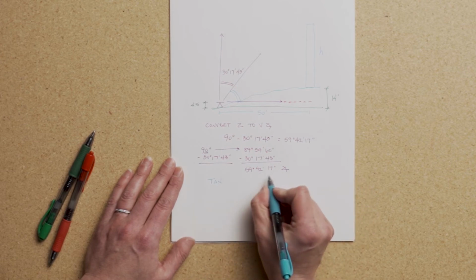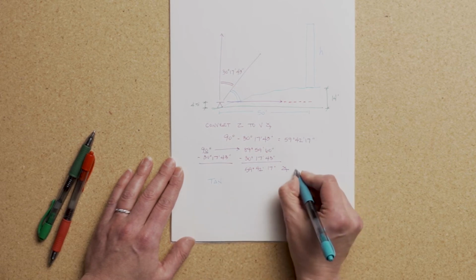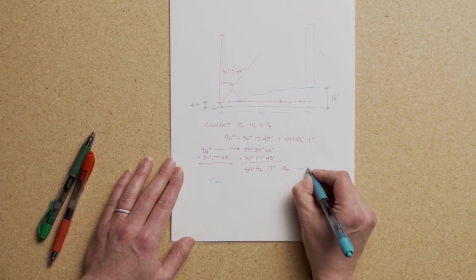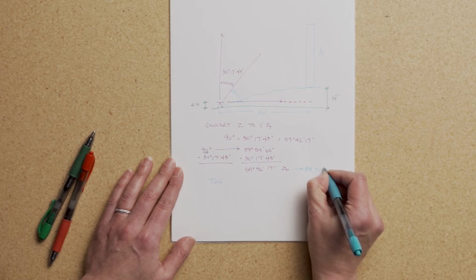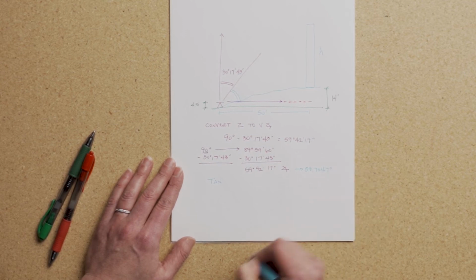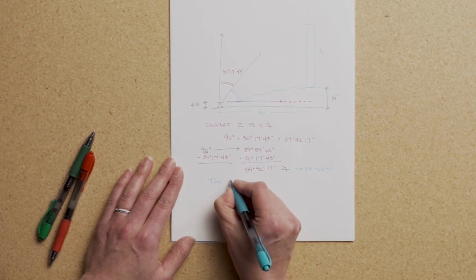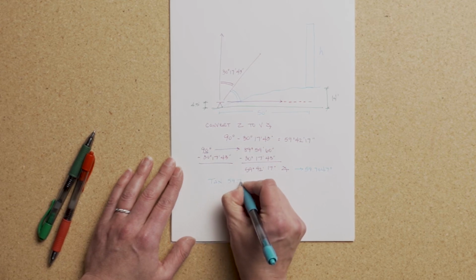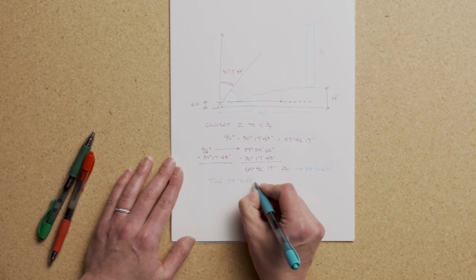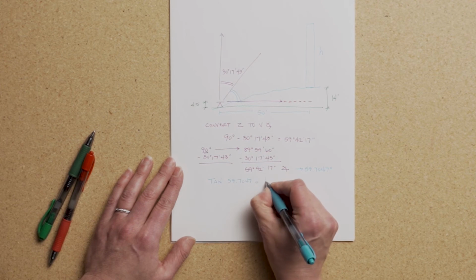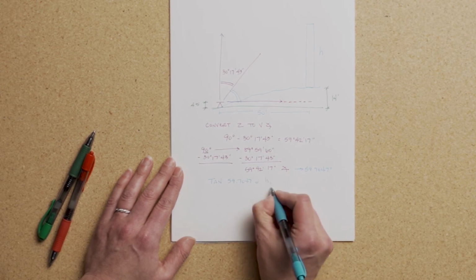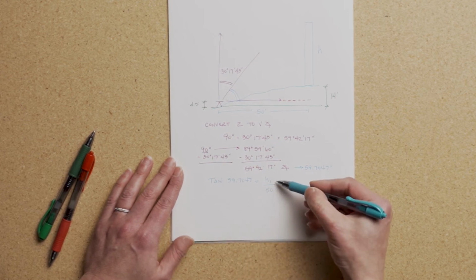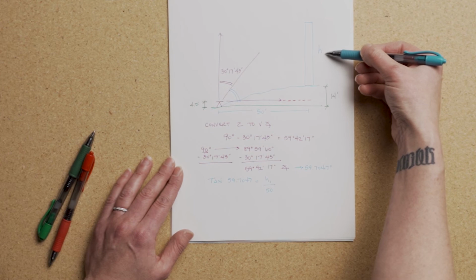If we want to, we can convert our angle into decimal just to make it easier for typing in: 59.7047 degrees. So we can take tangent of 59.7047 is equal to h1 over 50 feet. You'll notice that h1 is different than h.